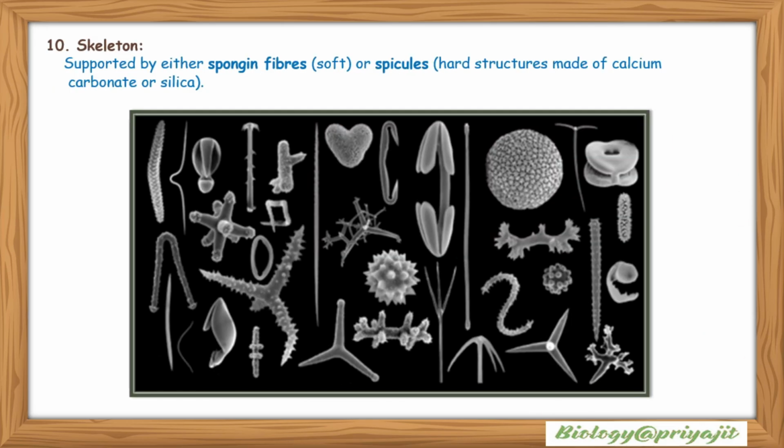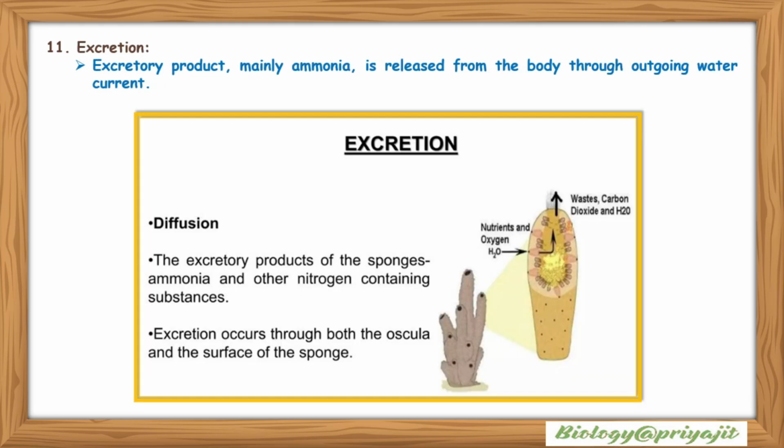Skeleton. It is supported by either spongin fibers, which are soft, or spicules, which are hard structures made up of calcium carbonate or silica. These are the various kinds of spicules found in the endoskeleton of sponges.